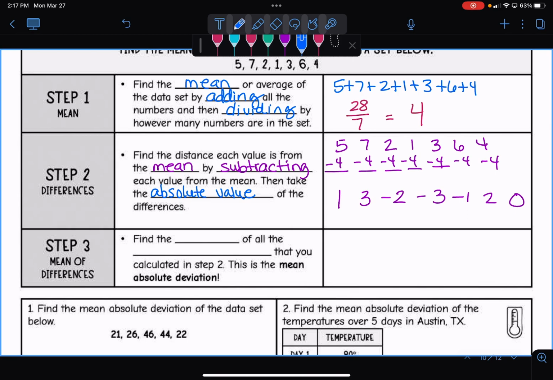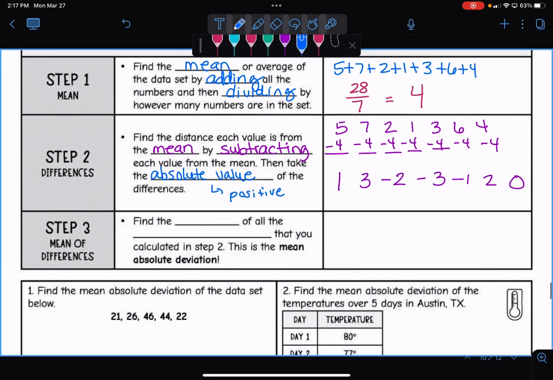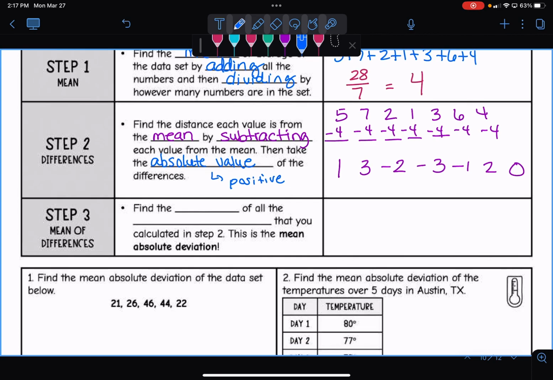It's the distance from 0. It's just the positive number. It's how far every number is from 0. So if it's negative, it's a positive. If it's positive, it stays positive. So what's the absolute value of 1? 1. 3. Negative 2. Positive 2. Negative 3. Negative 1. And then 2, 0. That's all it is. You're just taking away the negative sign.